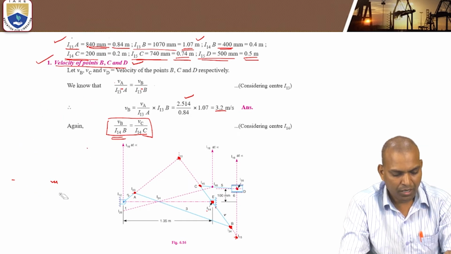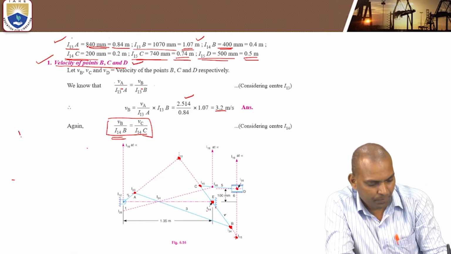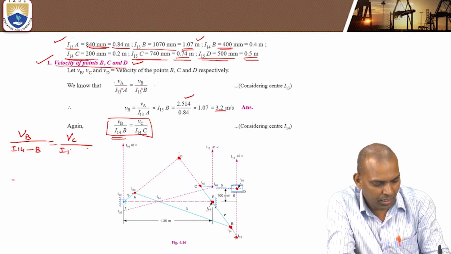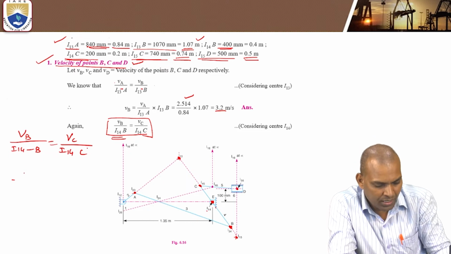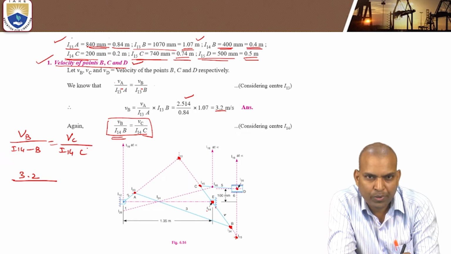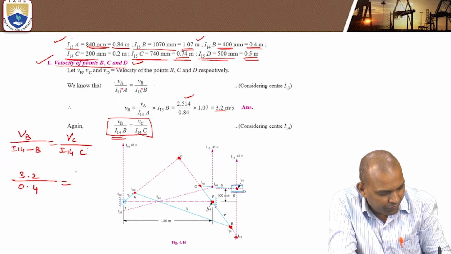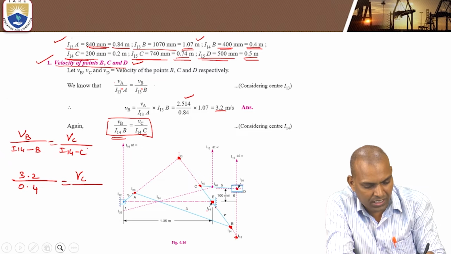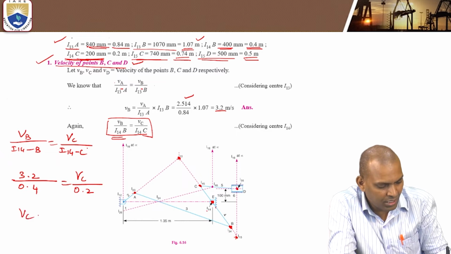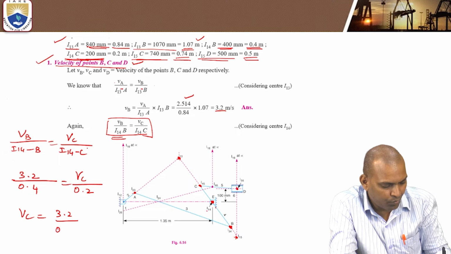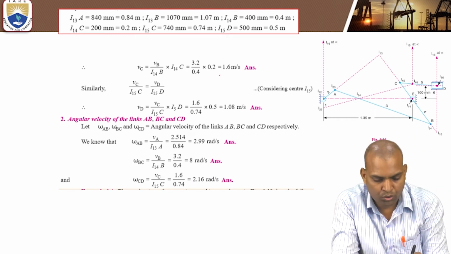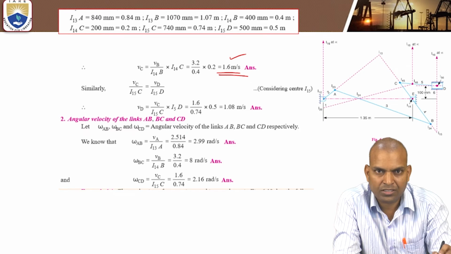What is VB? How does it come? By using VB by I14B equal to VC by I14C. We know what VB is: 3.2 meters per second. I14B, the distance is 0.4 meters. VC is unknown. I14C, the distance, is 0.2 meters. Now VC equals 3.2 by 0.4 times 0.2, so VC equals 1.6 meters per second.